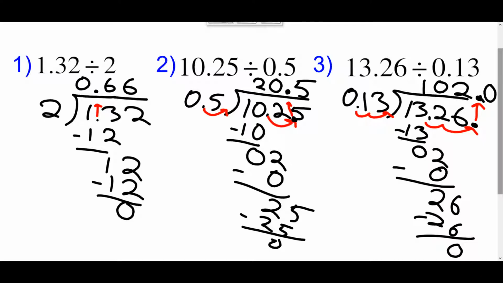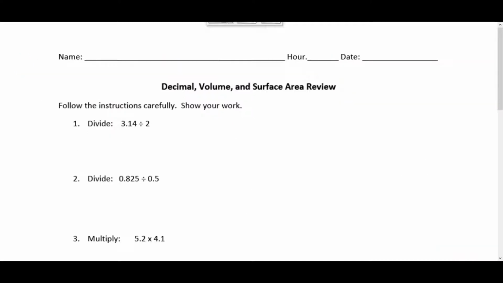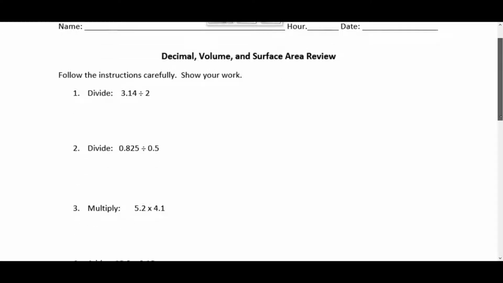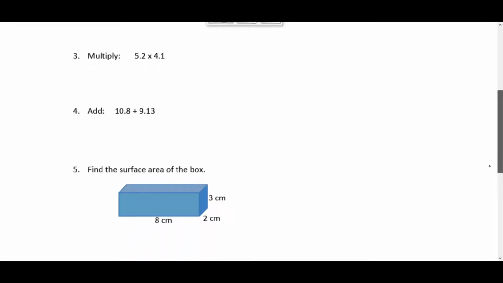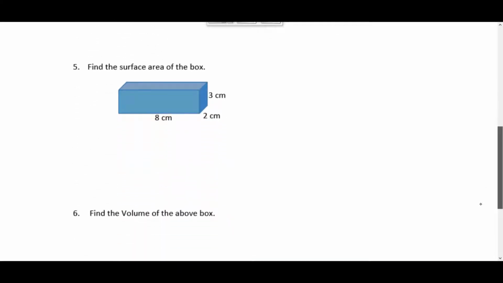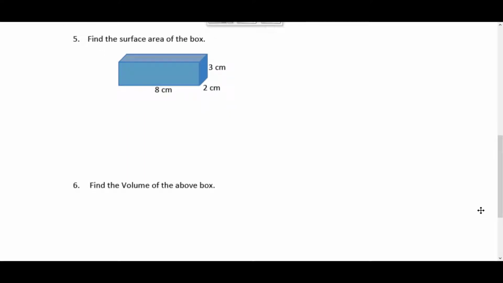Now we're going to give you a chance to practice that. There's 2 problems on the assignment, the worksheet, where you need to divide. Please write it out the way we modeled it on the previous slide. And then we're going to do a little review with multiplying and adding, and then find the surface area of the box, and then find the volume of this very same box.